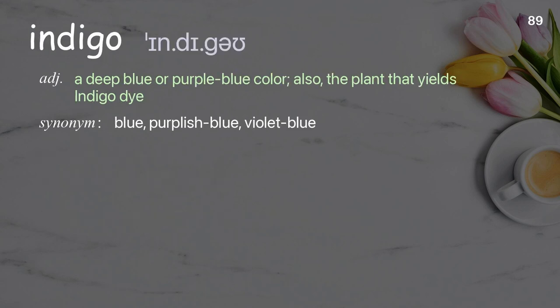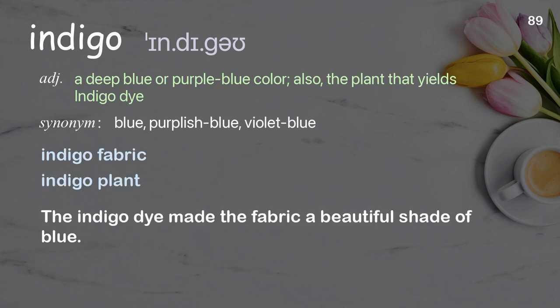Indigo. A deep blue or purple blue color, also the plant that yields indigo dye. Examples: indigo fabric, indigo plant. The indigo dye made the fabric a beautiful shade of blue.